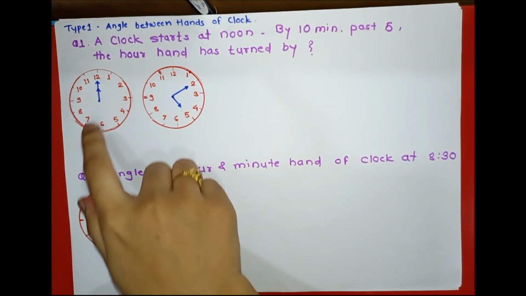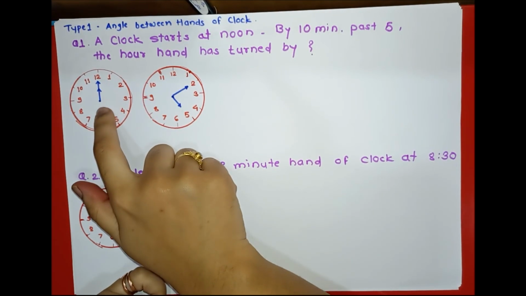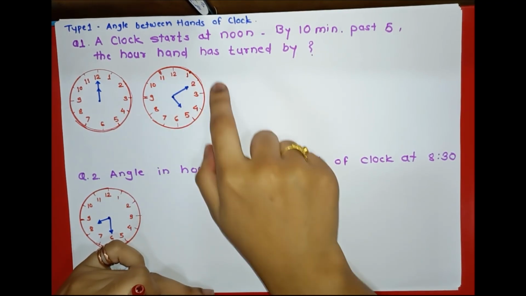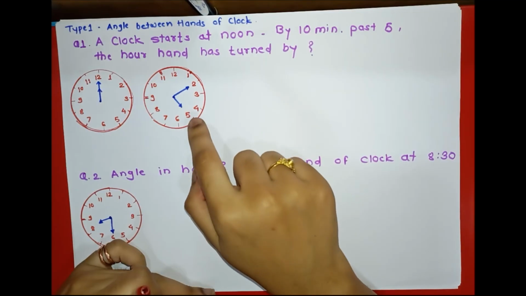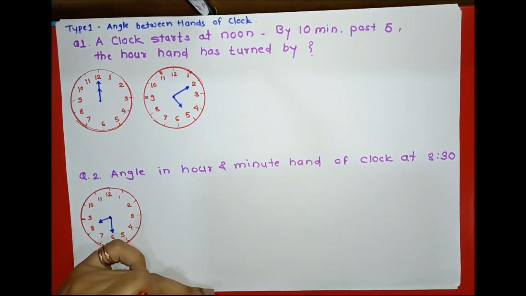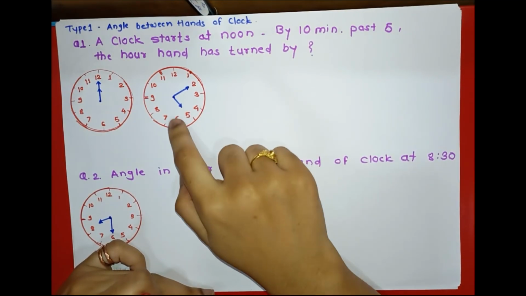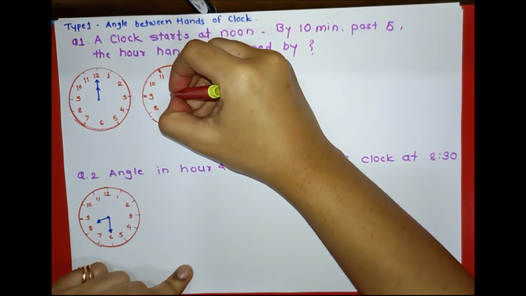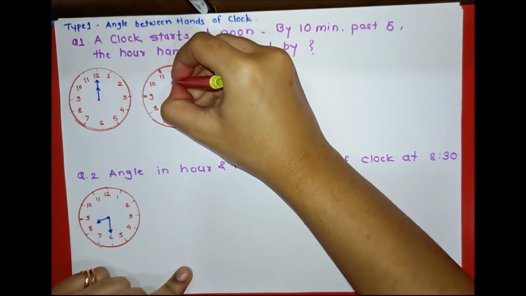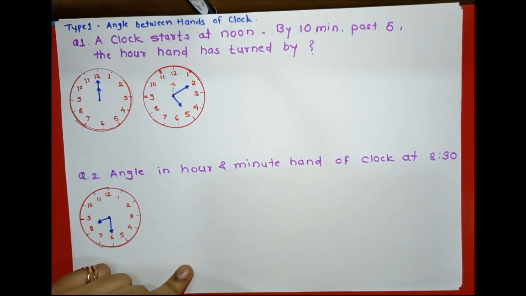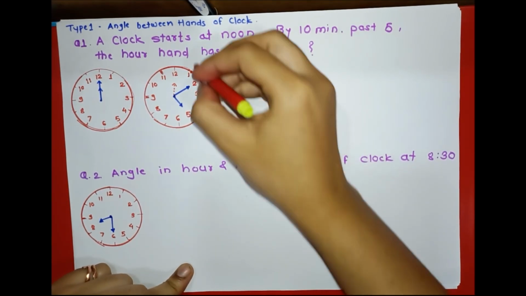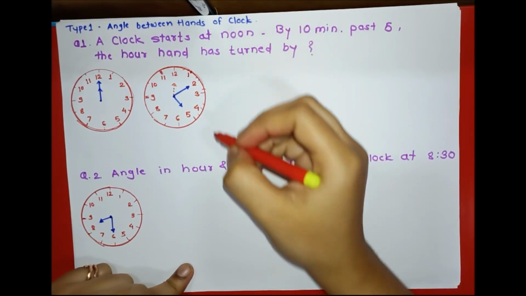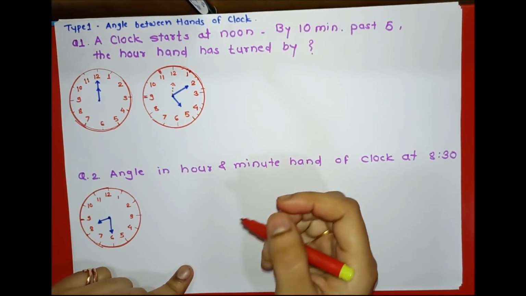So initially the clock was starting at noon, which means it was 12 o'clock. And after a certain time, the clock shows 5:10. So we have to find out how much distance the hour hand has covered. You can see initially the hour hand was here and now it is present over here. So count how many hours have passed. It is 1, 2, 3, 4, 5. So 5 complete hours have been completed.